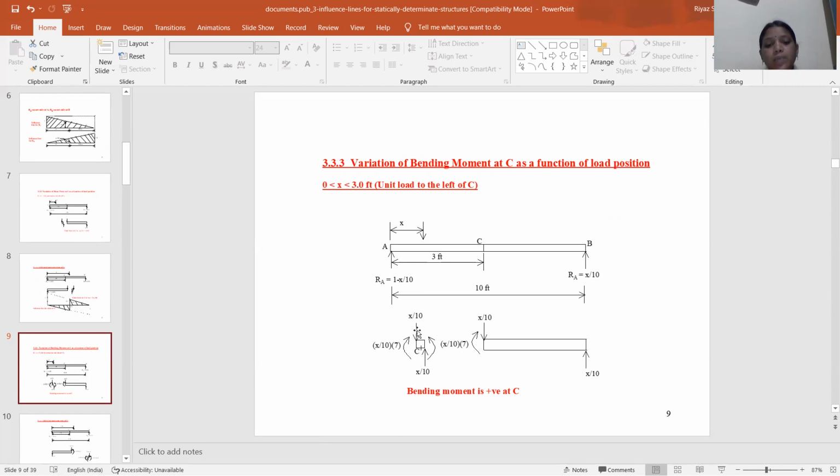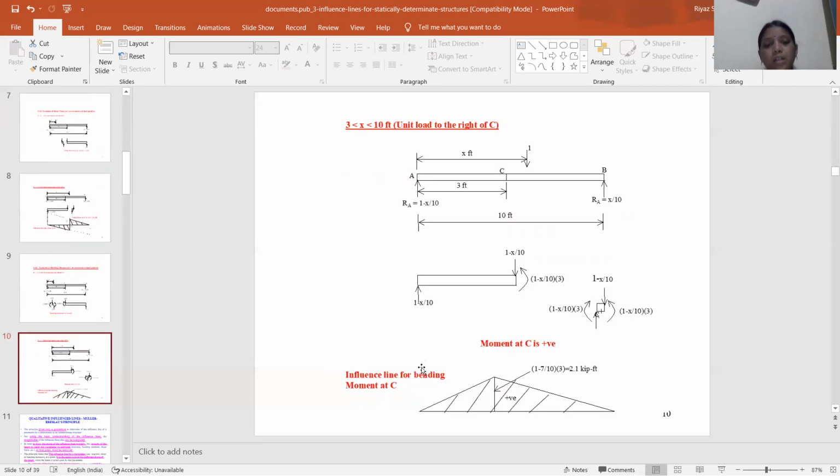So the load is x by 10, and this direction is x by 10 divided by 7. This direction is x by 10. Bending moment is positive at the C. Next one is 3 less than x less than 10 feet.